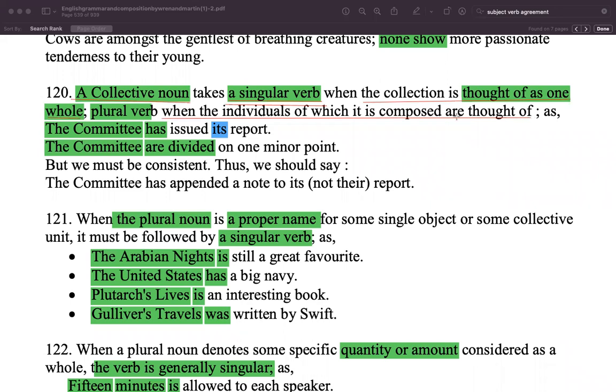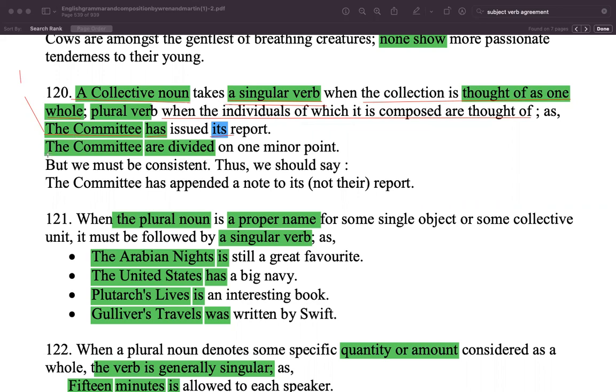Let's say I take the sentence with the committee, which is a collective noun. In that case, the verb is "has". The committee has issued its report. So the committee, which is a collective noun, is thought of as one whole.